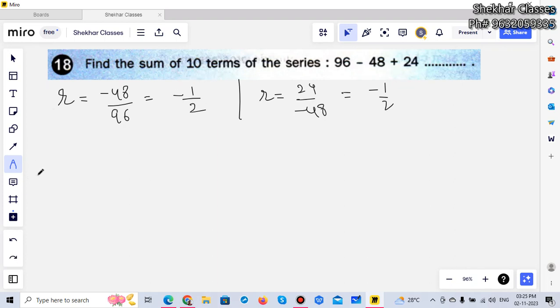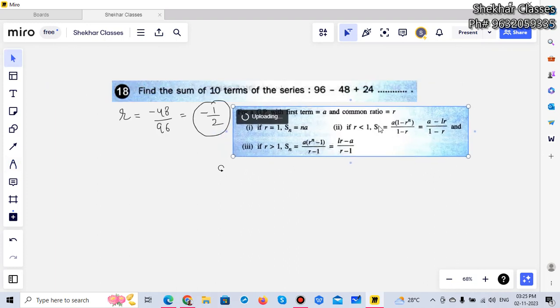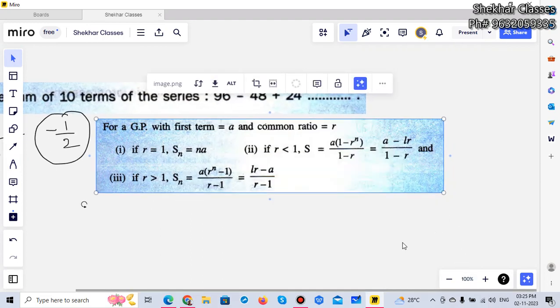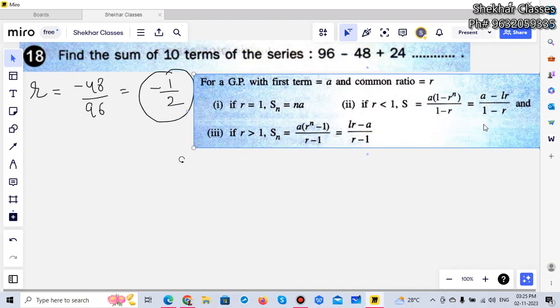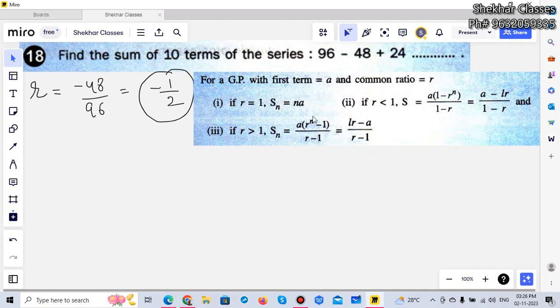Now once we have done that, we have to use a formula. We are getting the common ratio as minus 1 upon 2, which is less than 1. So let's see what formulas we have here. If the common ratio is less than 1, then we will use this formula. If the common ratio is more than 1, then we will use this formula.